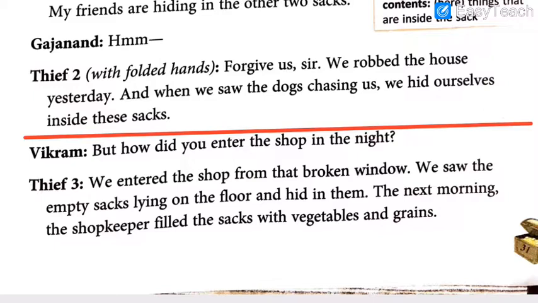At night the shop is closed. So thief 3 answers now, "We entered the shop from the broken window. We saw the empty sacks lying on the floor and hid in them. And the next morning, the shopkeeper filled the sacks with vegetables and grains." Now came thief number 3, and answering Vikram, he says, "We entered this shop by the broken window." Then he showed the broken window in the shop. And then they said, "We saw these sacks were there, so each was hiding in a different sack."